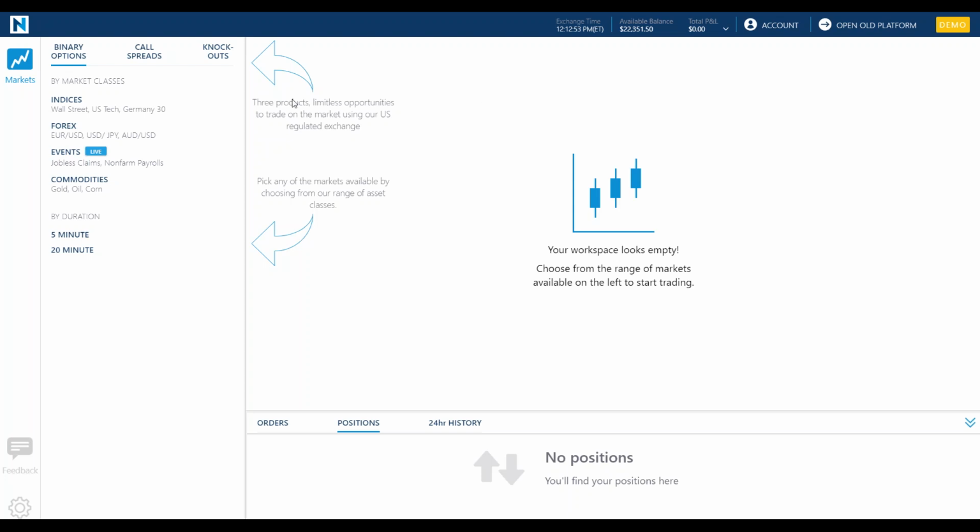All right, when you come into the new platform, you'll notice that there are essentially three sections. On the left, we've got our products, and they're sorted into buckets: binary options, call spreads, and I will talk a bit about call spreads as well, and our knockouts. All right, at the bottom is the positions, and right now we don't have any positions, but I'll bring that up and down periodically through the session as we put on some trades, and you can see trades going into the orders, trades getting executed, things of that nature. And then our primary workspace, which is currently empty because we haven't done anything yet.